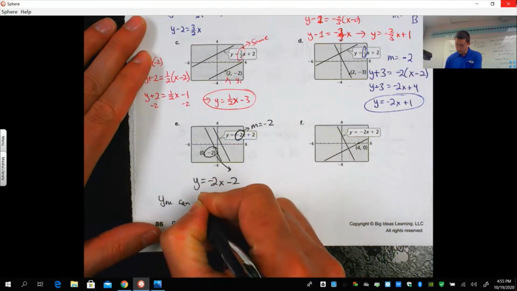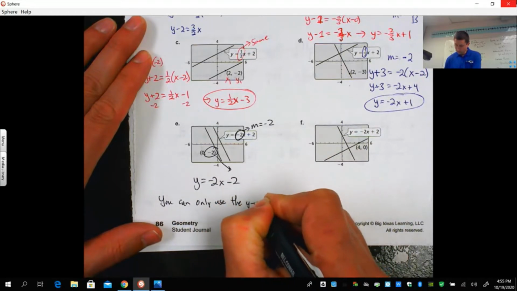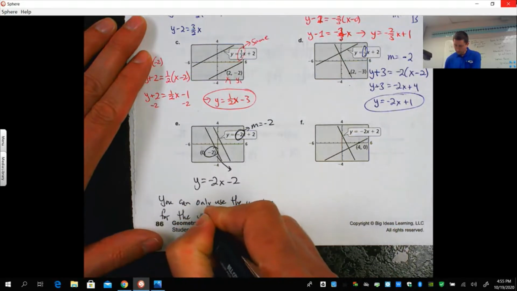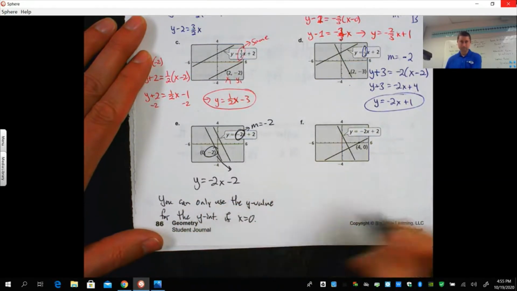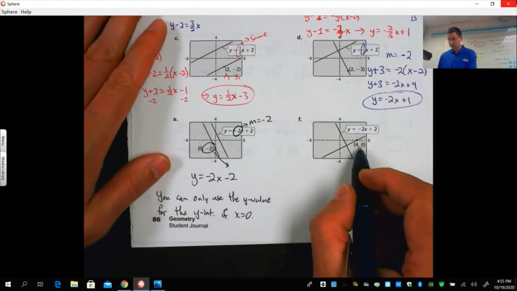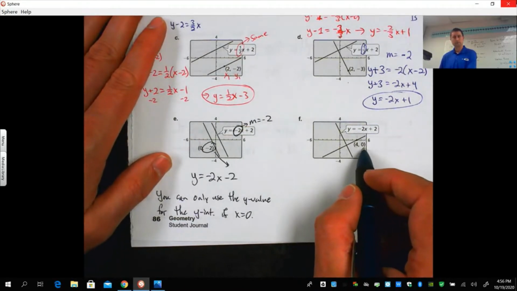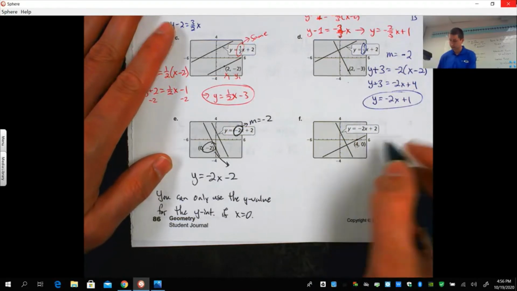So you can only use the y value for the y-intercept if x equals 0. That's the definition of a y-intercept, when x is equal to 0. So if I look at this one, can I use 4 as my y-intercept? Because there's a 0 there. The answer is no, because that's an x-intercept, not a y-intercept.